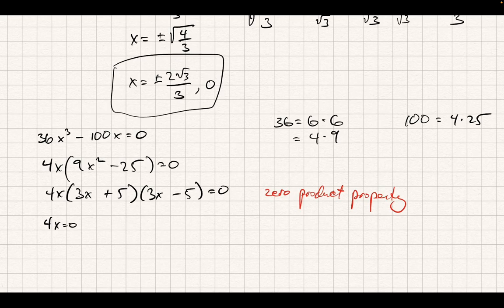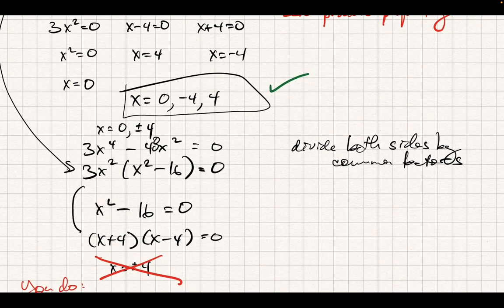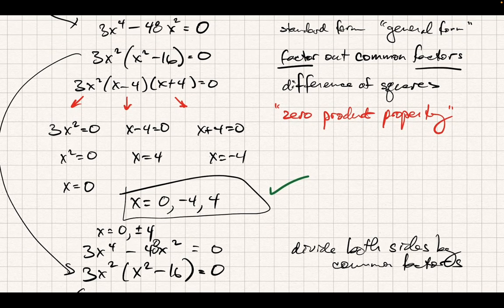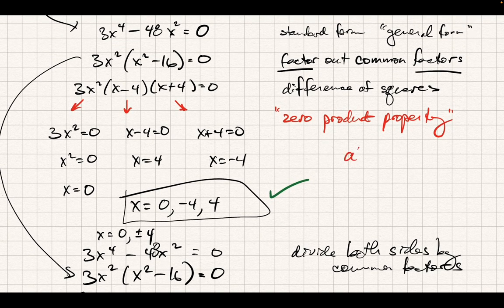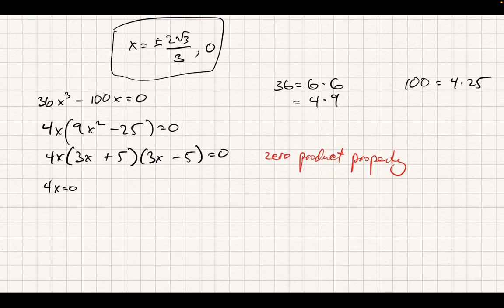Do you know the zero product property? It's what lets us do this. If I have a times b times c equals 0, this is true if what? If any one of them is 0, this could be 0 times 8 times 1,000. If one or more, or two or three, at least one has to be 0. So that lets me split this up and solve it that way.